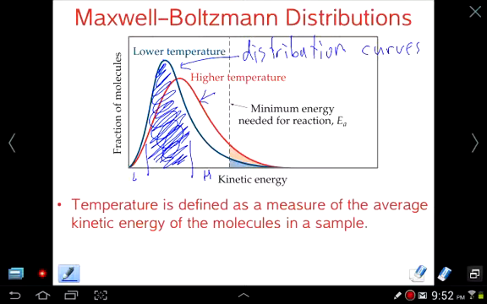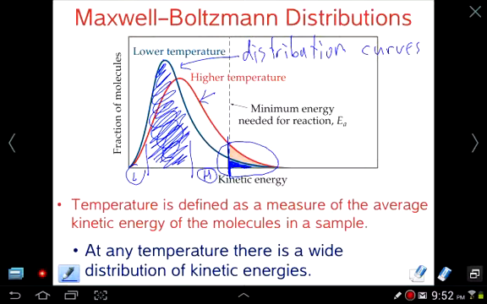So the curve broadens, and the number of molecules at the high and the low ends increases. Now, if the activation energy is a minimum amount of energy, say this point right here, molecules must have at least this much energy in order to go to product. At the higher temperature the curve has broadened, so a bigger amount of molecules can come over that barrier, and therefore the reaction rate increases. So at any temperature there is a wider distribution of kinetic energies, and more molecules have the higher kinetic energy necessary to become products.